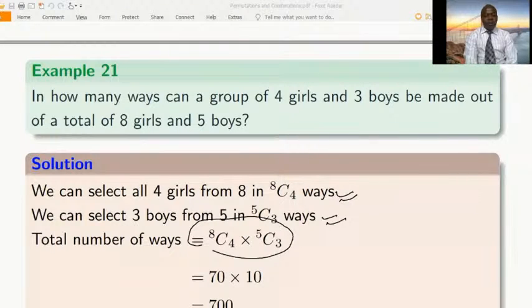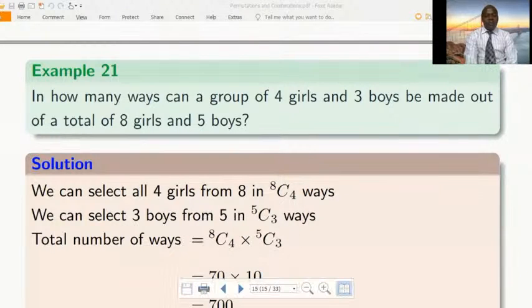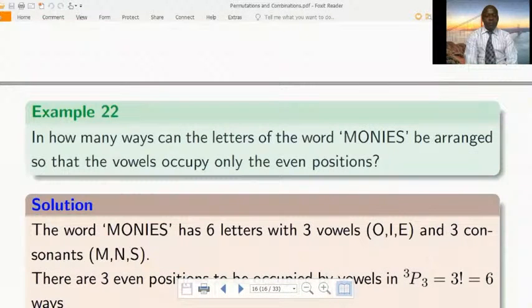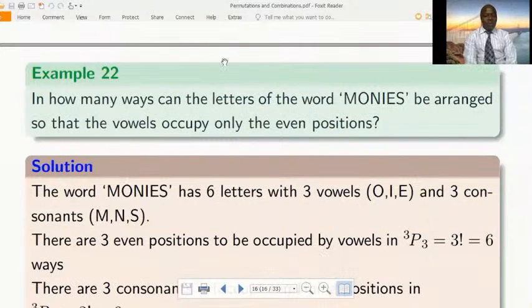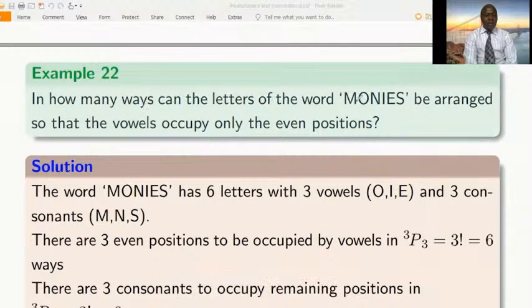And when you do that, you get 700. Now let's come back to this type of questions. The question is, in how many ways can the letters of the word monies be arranged so that the vowels occupy only even positions? This question is slightly different from the earlier one. The earlier one, we said that the vowels should always come together. But this one, you want vowels to occupy even positions.